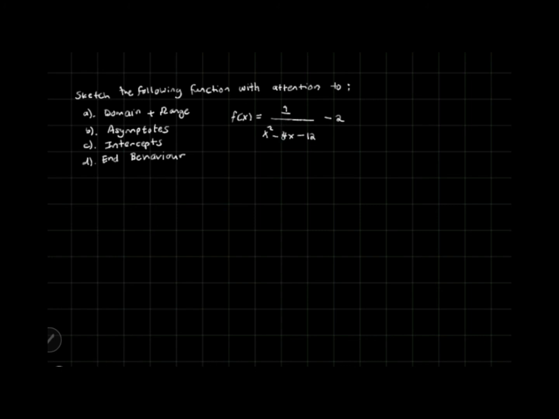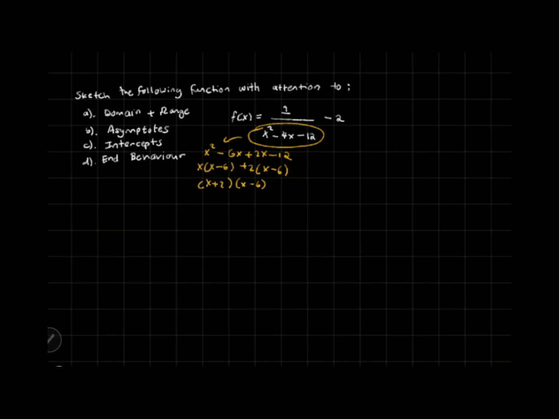Okay, so we have f of x is equal to 1 over x squared minus 4x minus 12, minus 2. And if we take a look at the denominator here, we can actually factor this. Two numbers that add up to -4 and multiply to -12, you can write this as -6x plus 2x minus 12. And if you factor, you get x minus 6 plus 2 times x minus 6. You get x plus 2 times x minus 6. Okay, so this is our factored format of our function f of x.